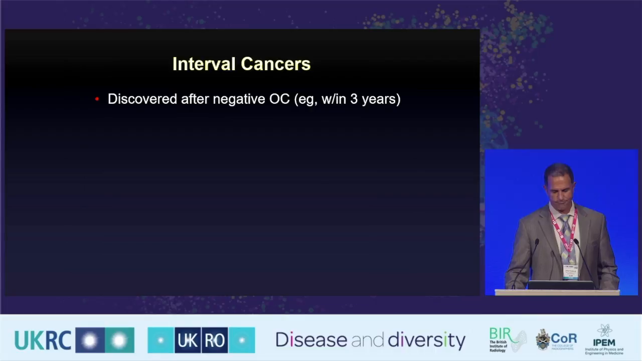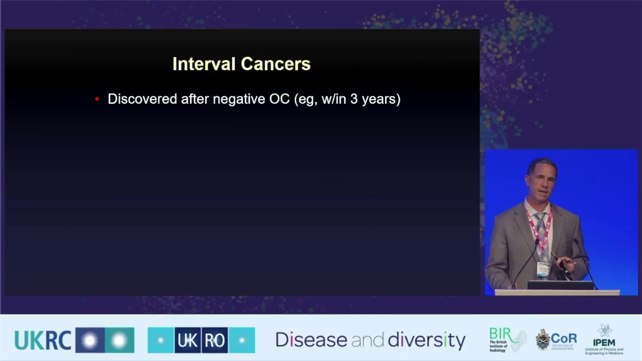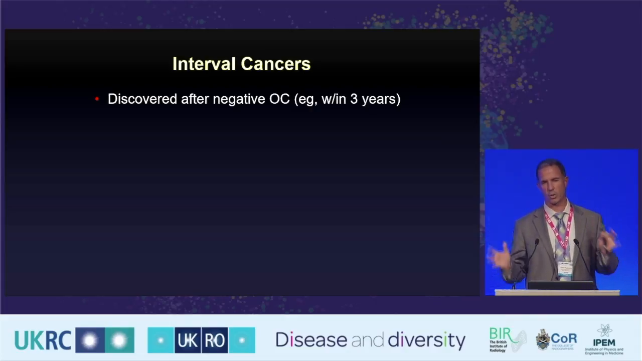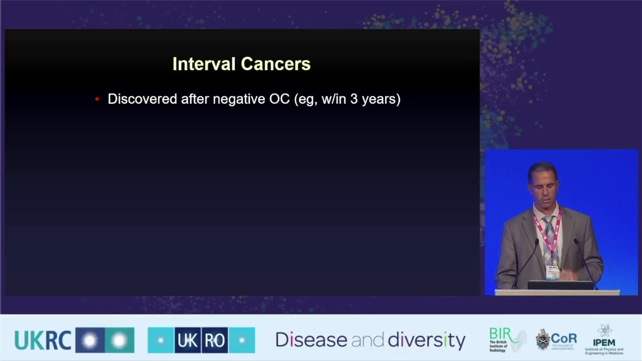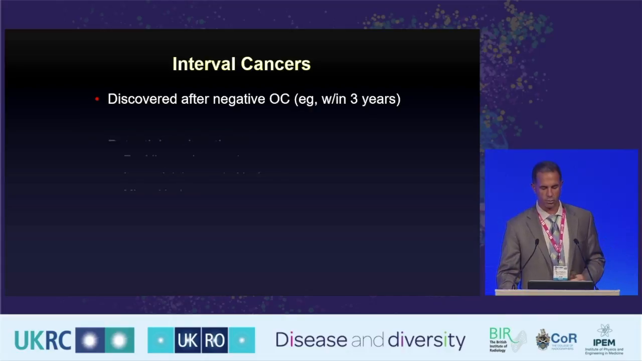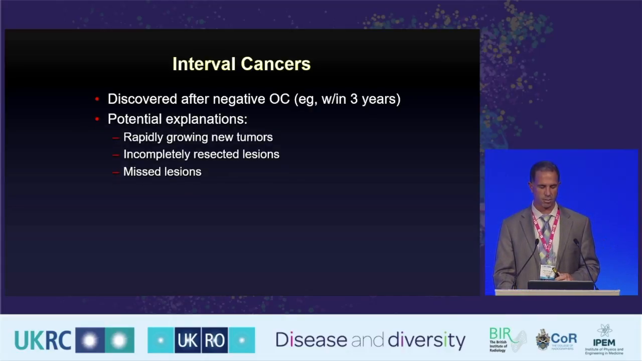Okay, I want to finish up real quickly with interval cancers. These are typically defined as cancers that are preceded by a negative colonoscopy, usually within 3 years. So I'll use that term loosely because any prior colonoscopy may be longer than 3 years, but we tend to use 3 years as the benchmark.